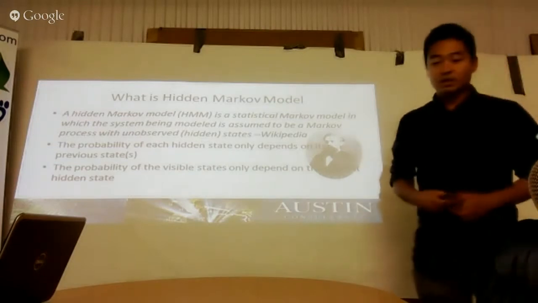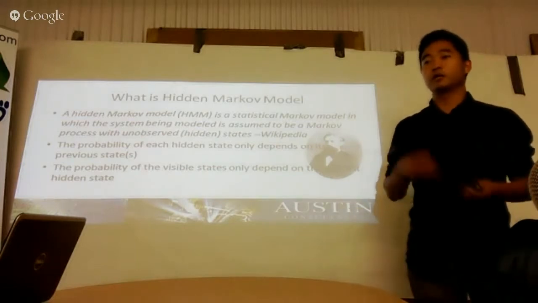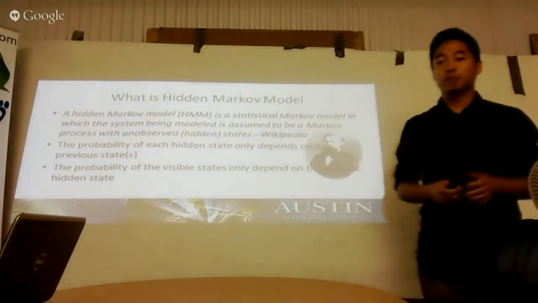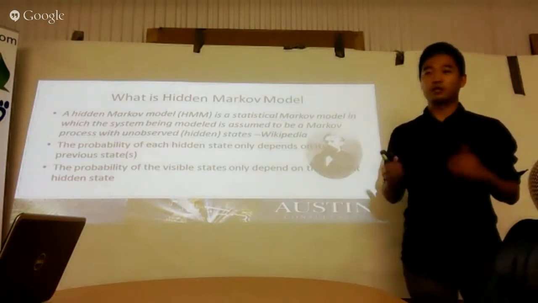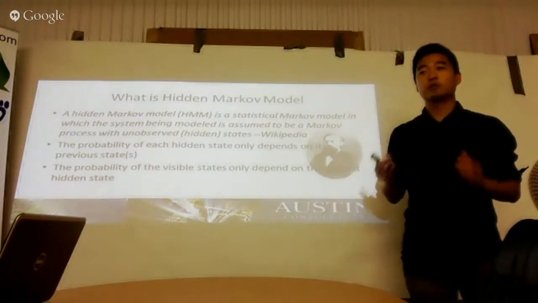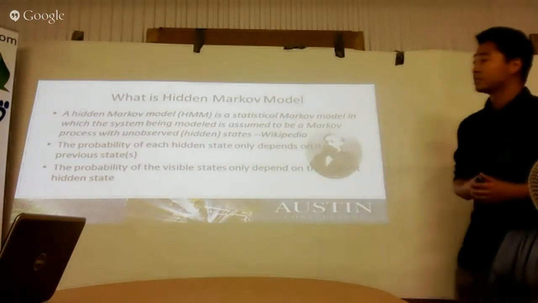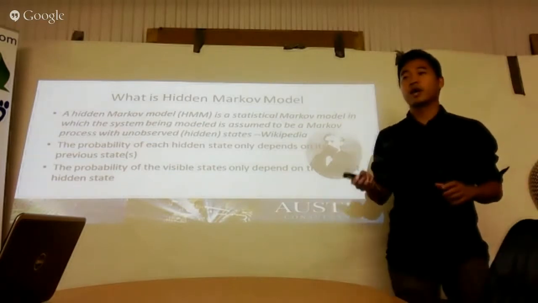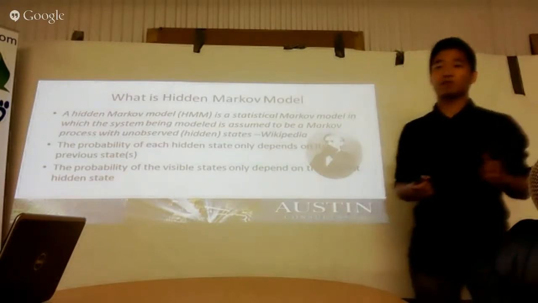A Markov model you can imagine as a state machine, but the way to transfer to the next state does not depend on the action you perceive, but is a probability, and there is an assumption that the probability of going to the next state depends purely on its previous state or states. In a very simple extreme case, we just assume the probability of going to the next state depends on the previous one state. That is called a first-order Markov model.